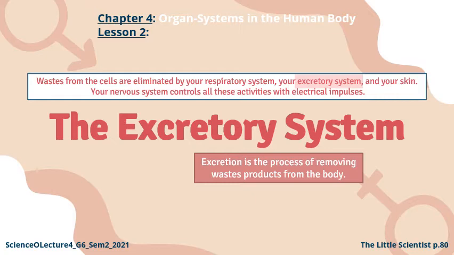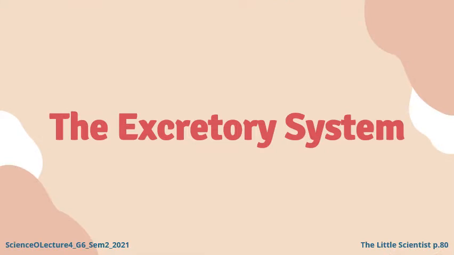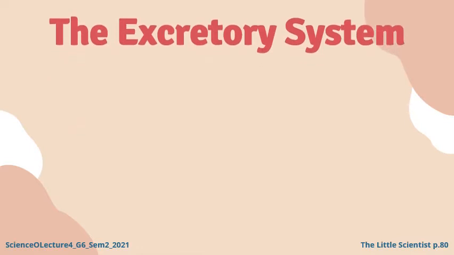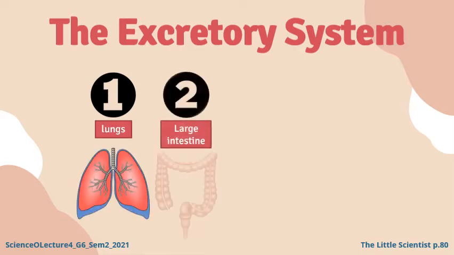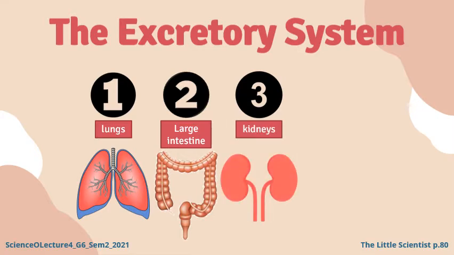What's excretion? It is the process of eliminating unwanted substances outside the organism. The excretory system is an organ system, so it consists of different organs, and these organs include the lungs, the large intestine, the kidneys, and the skin. Say them with me. The excretory system consists of 4 excretory organs: the lungs, the large intestine, the kidneys, and the skin.